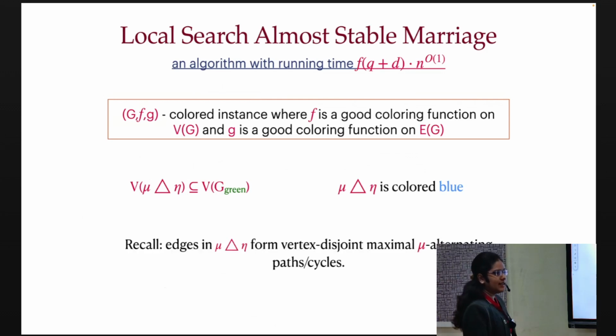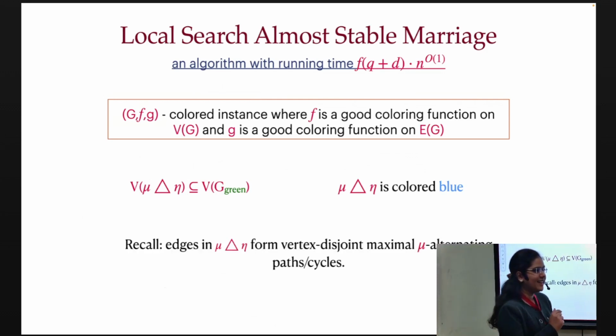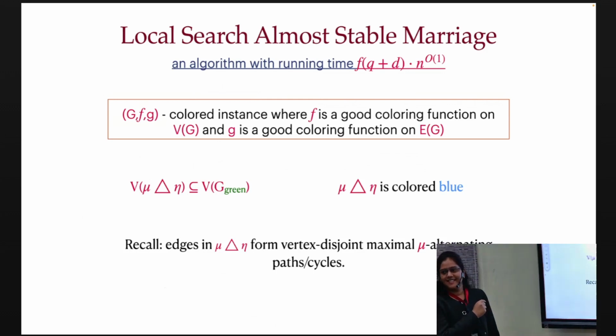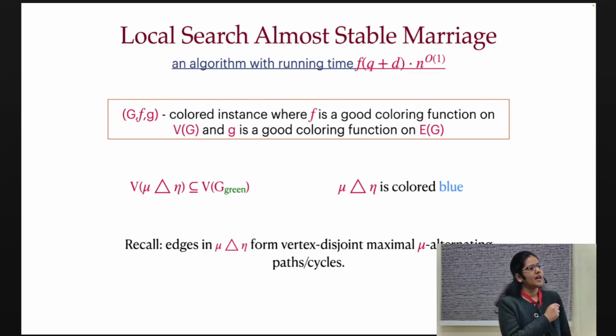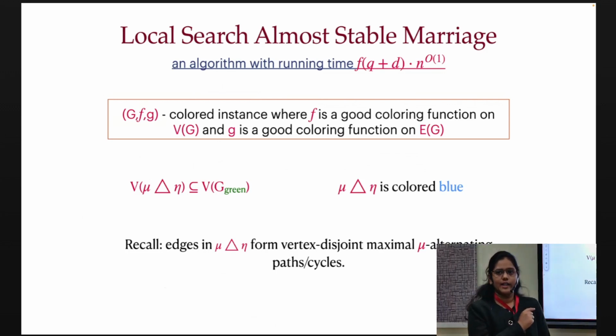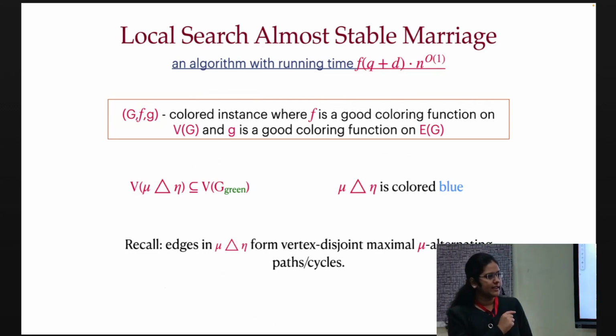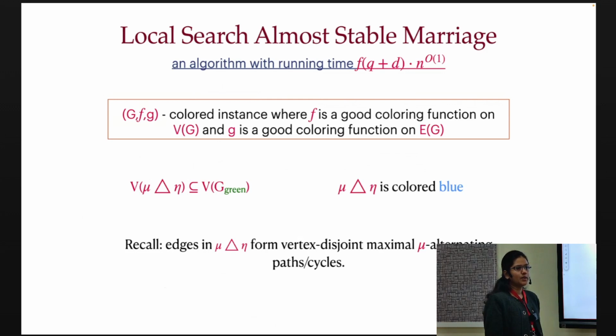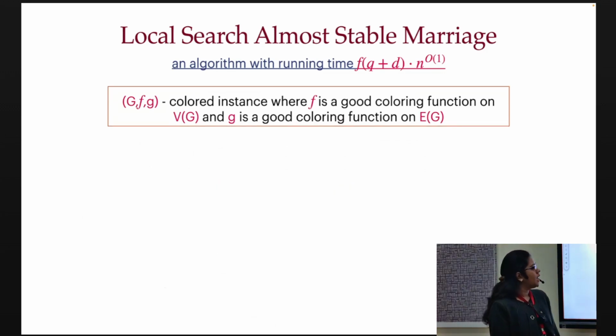Now you recall that we did this in the quiz, right? This was the purpose. So I hope you all understand the reason. If not, then tell me. You understand, right? By mu symmetric difference theta, we form vertex disjoint maximal mu alternating paths and cycles. All of you understand it? Sure? All of you are not saying yes.